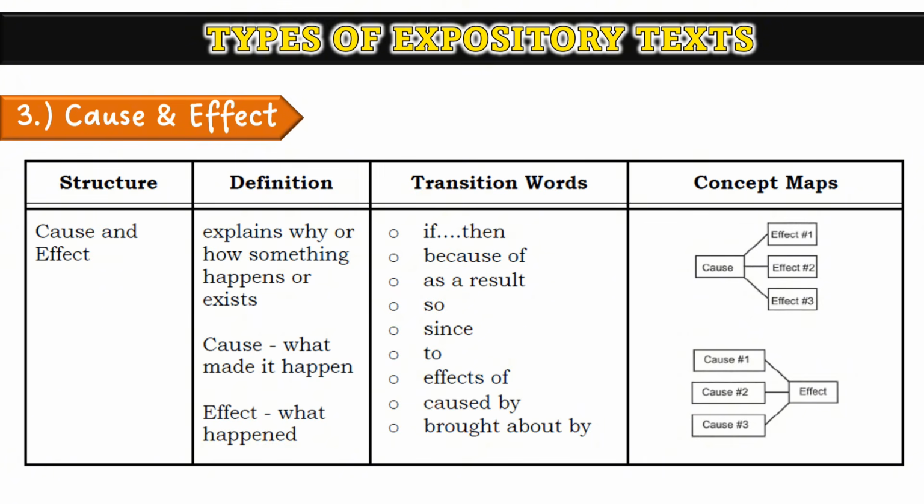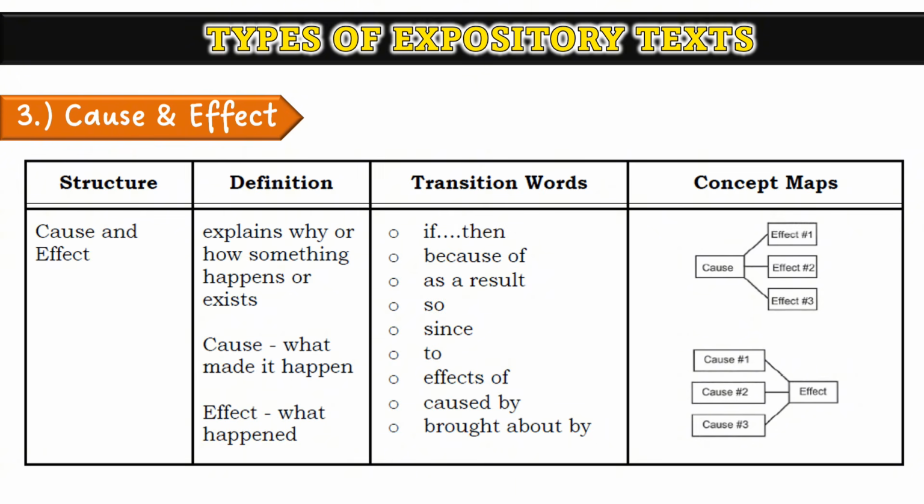The third one is cause and effect. It explains why or how something happens or exists. Cause is what made it happen, and effect is what happened.